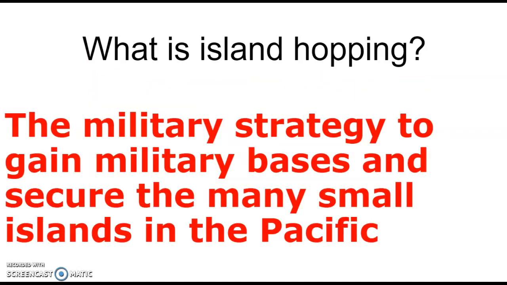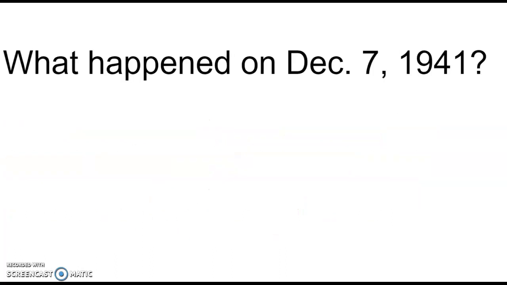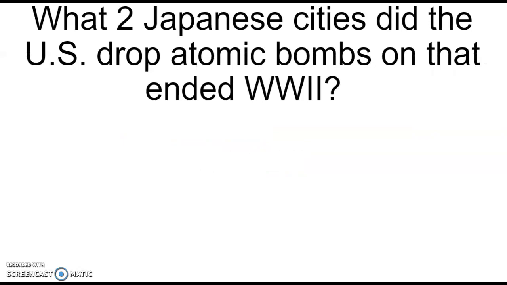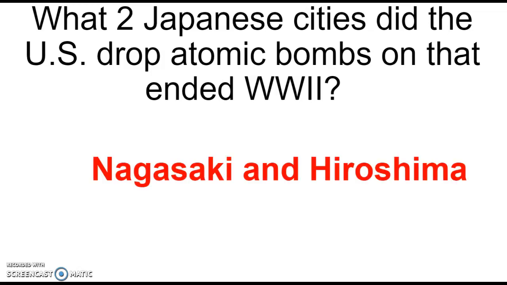All right, World War II. What is island hopping? The military strategy to gain military bases and secure the many small islands in the Pacific. What happened on December 7th, 1941? The Japanese bombed Pearl Harbor. What 2 Japanese cities did the United States drop atomic bombs on that ended World War II? Nagasaki and Hiroshima.